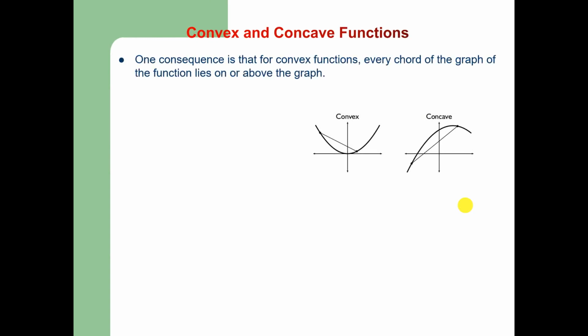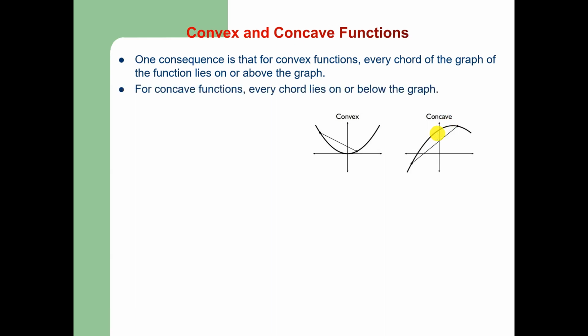One of the consequences is that for convex functions, every chord of the graph of the function lies on or above the graph. So if you look at this figure, this is a convex function. This line which connects this point with this lies on or above the graph. So this line is above the graph, so this is convex. On the other hand, this is a kind of concave function. Here the chord of the graph of the function lies below the graph.